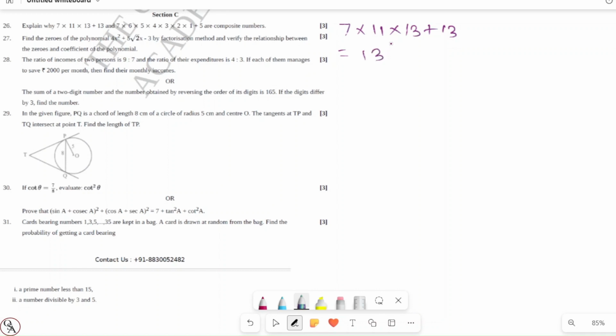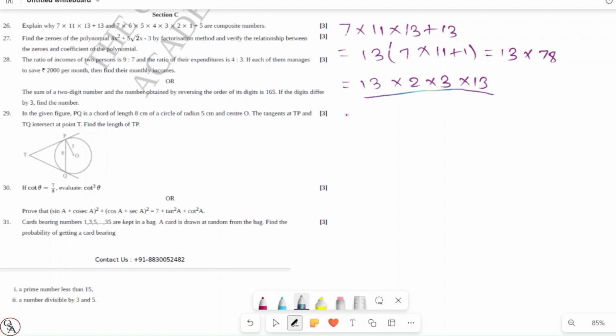So if I take 13 as common, what will I get inside? 7 into 11 plus 1, which is nothing but 13 into 78. If I factorize 78 again, what will I get? 2 into 3 into 13. So here we are getting multiple factors for this number.